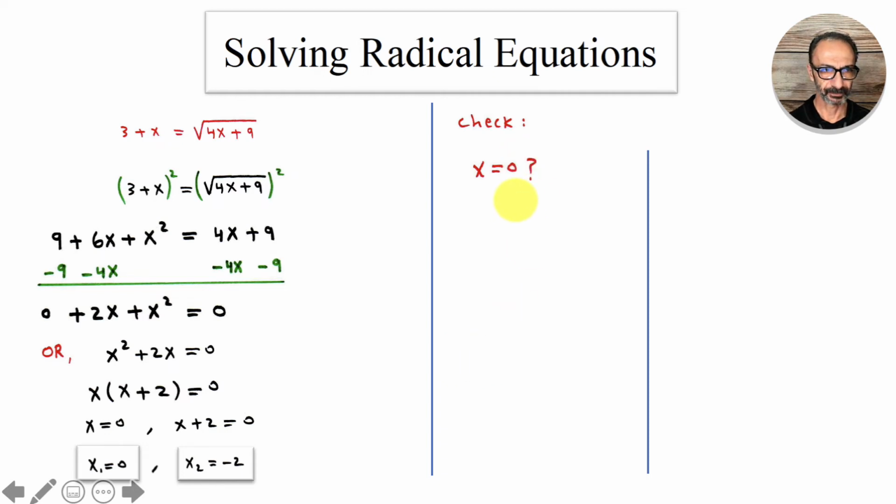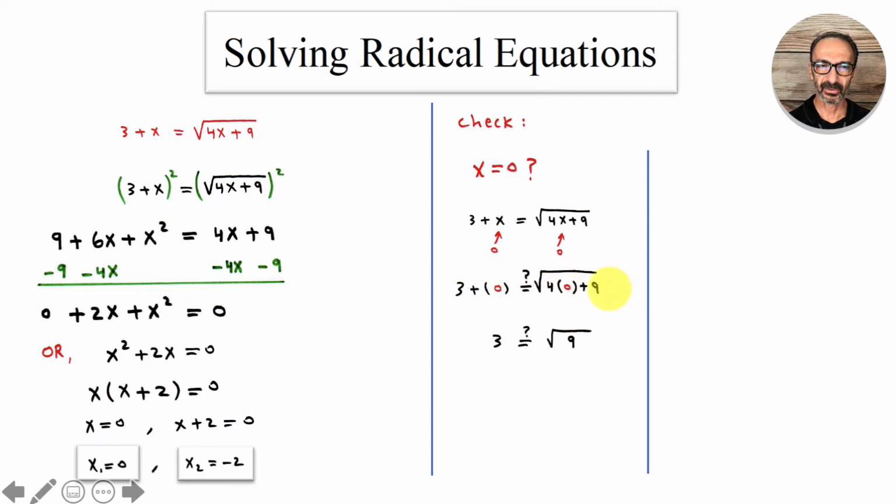Let's take the 0. We take the original equation, we plug in 0 for x, and simplify to the best that we can. That's a 0. 9 by itself. Square root of 9 is 3. Yes, that is 3. Let's go for x equals -2.